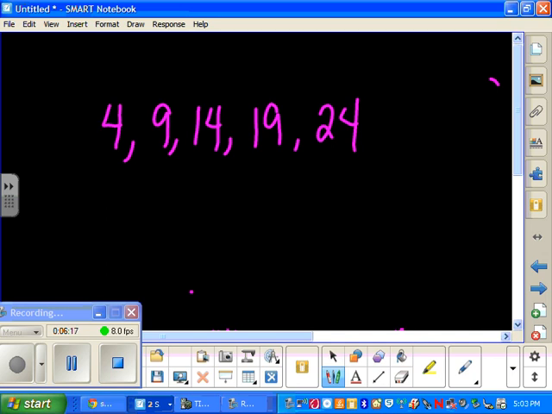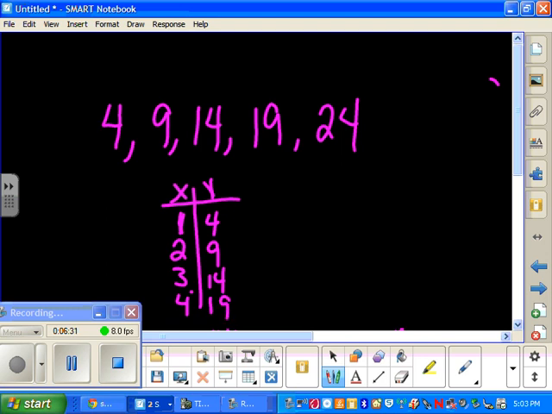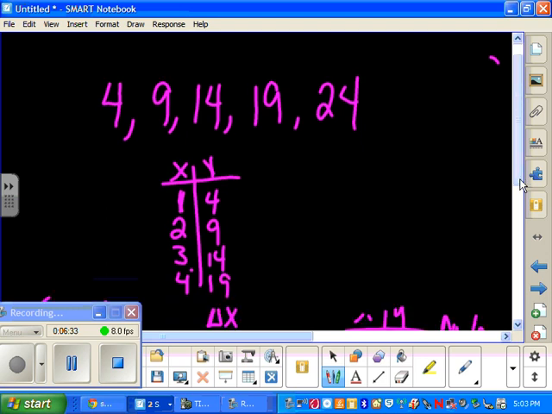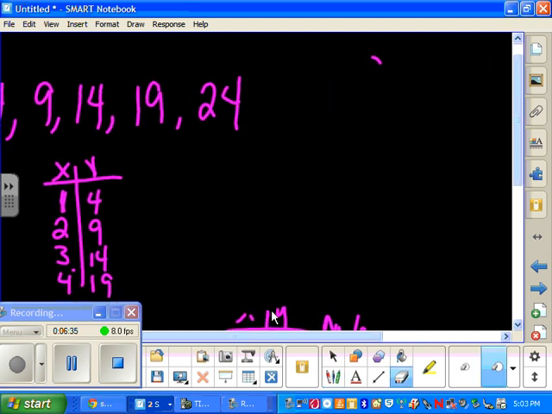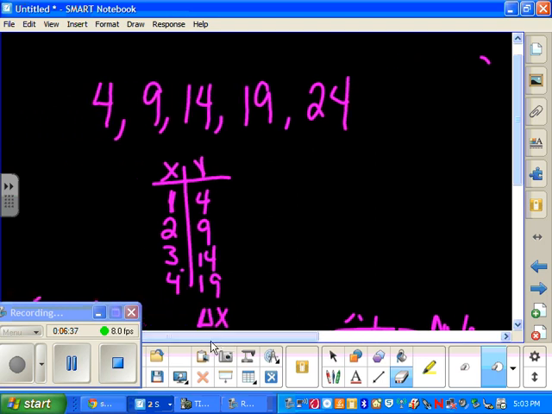So, if I was going to do an XY table for this, my first term is 4. My second term is 9. My third term is 14. My fourth term was 19. And then my fifth term is 24.